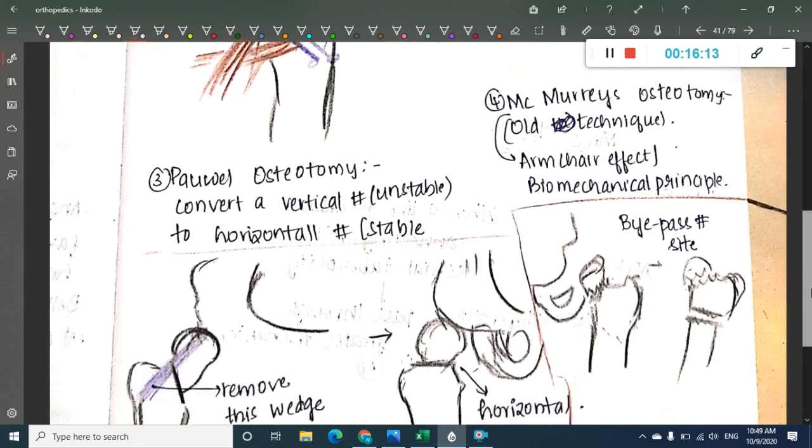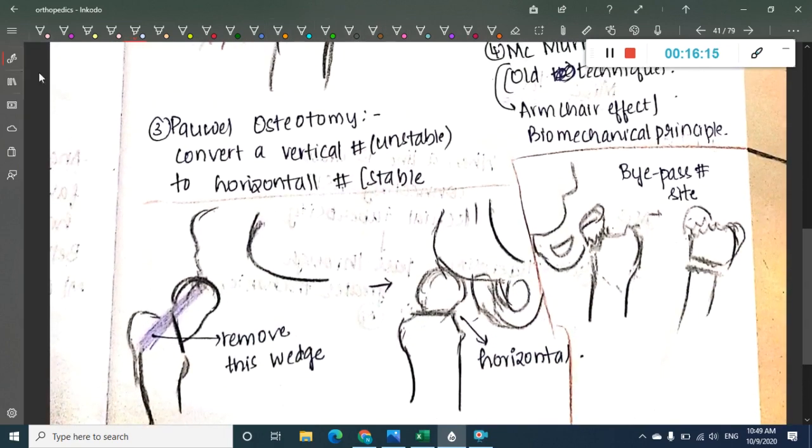The third type is something called Powell's osteotomy. So what is Powell's osteotomy? With the help of Powell's osteotomy, what we do is the vertical fracture, which is unstable, is converted into a horizontal fracture, which becomes stable. See, this is the vertical fracture. So here we will take this wedge.